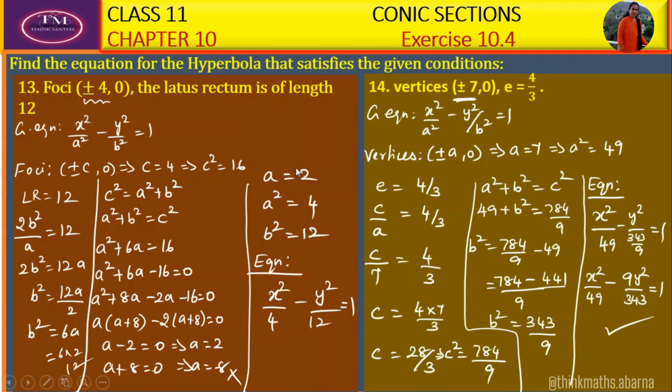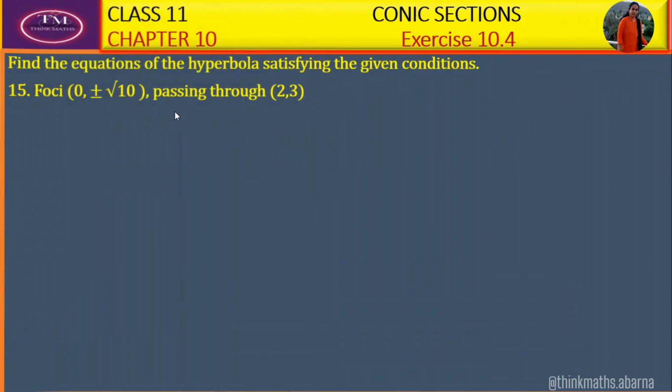So shall we move on to the last problem of this exercise? Find the equation of the hyperbola satisfying the given condition. Foci is given, passing through point is given. Okay. So if you check the foci, it is in y-axis. The foci is in y-axis, that is conjugate axis.